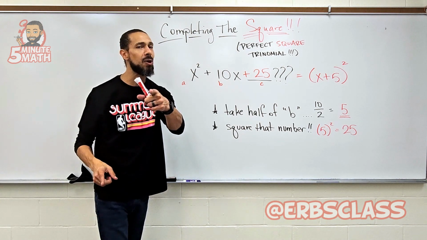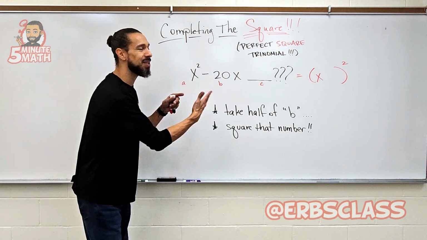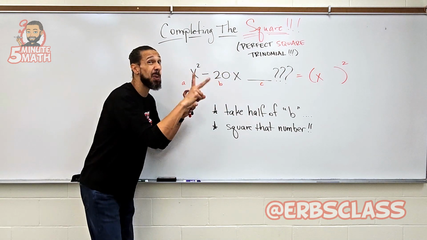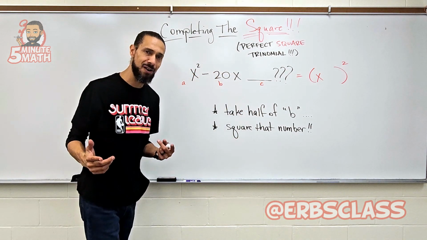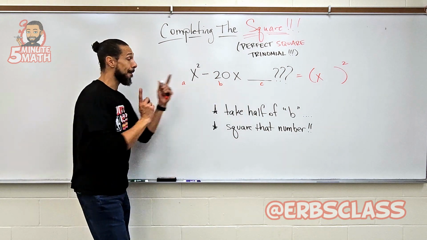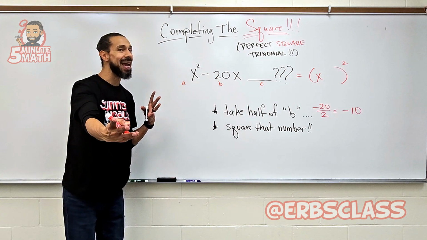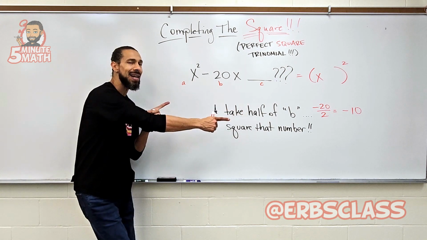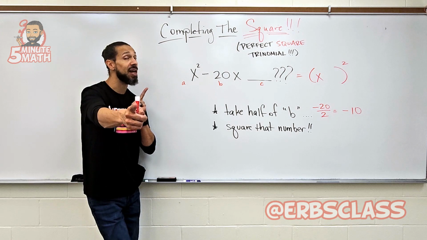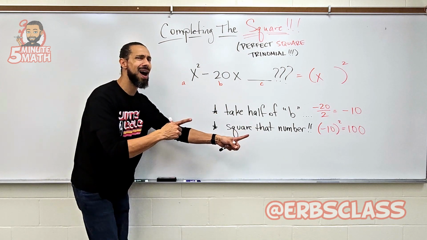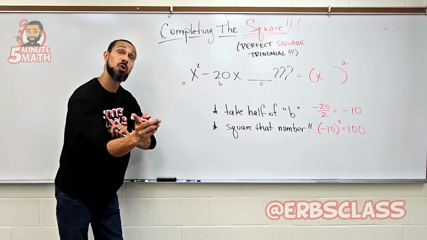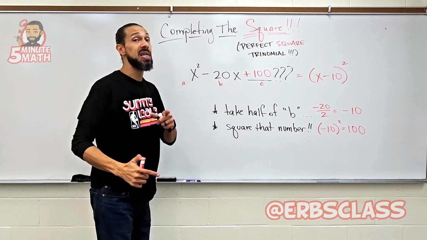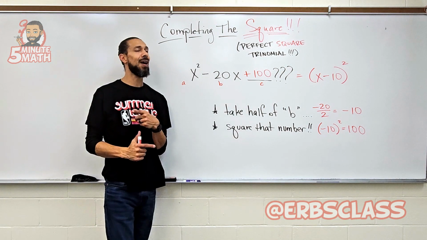Let me show you that one more time. Here's the beginning of a different trinomial. Let's see if we can complete the square and turn it into a perfect square trinomial. Half of b. This time our b was negative, and half of that negative number gives us negative 10. Now when I square that negative number, remember what happens when we square a negative number? Yeah, it becomes positive, and that's what completes our square. And in factored form, use that half of b, even if it's negative.